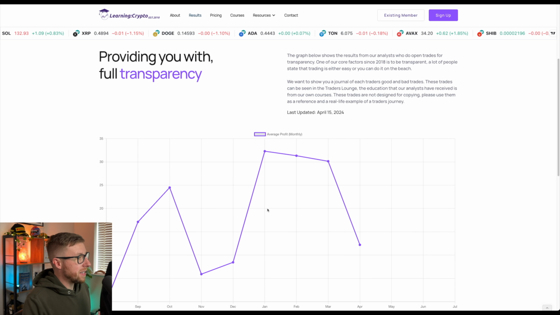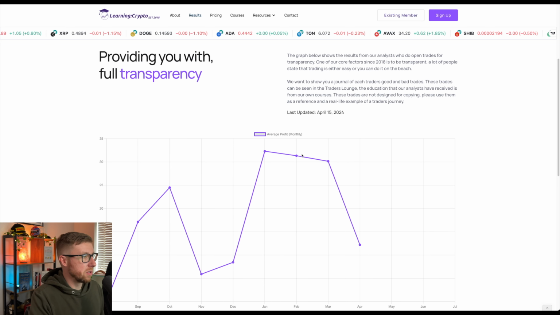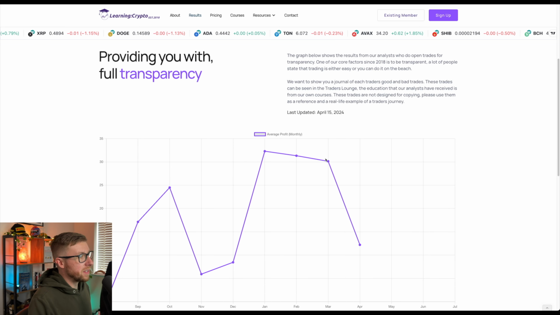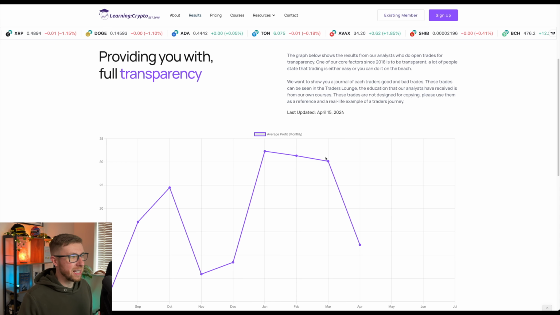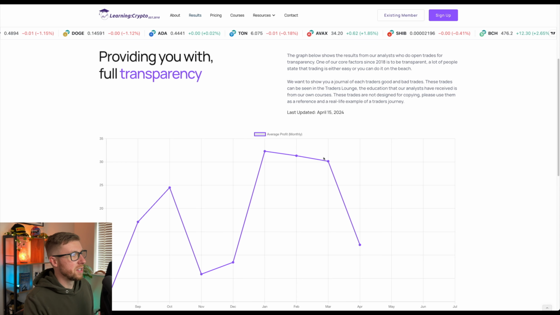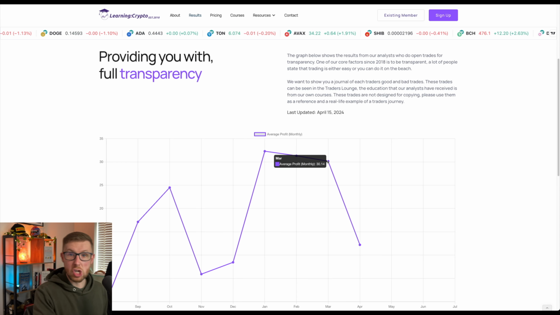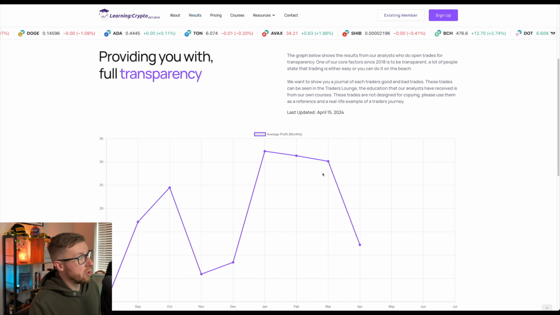You can see there's been a massive uptick since the start of the year in terms of nice monthly profits. This is the overall account, by the way, not percentages in terms of a trade. So if you can grow your account by 30%, you are laughing, really. So we're doing pretty damn well.